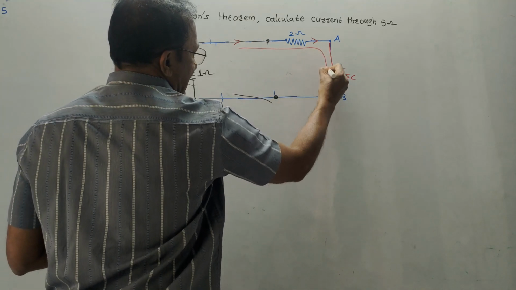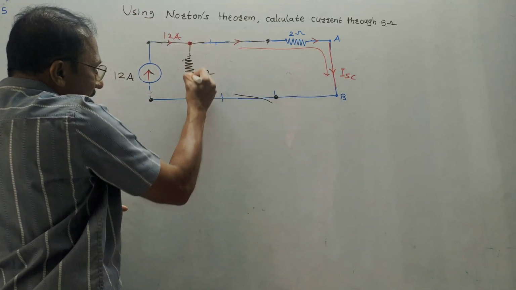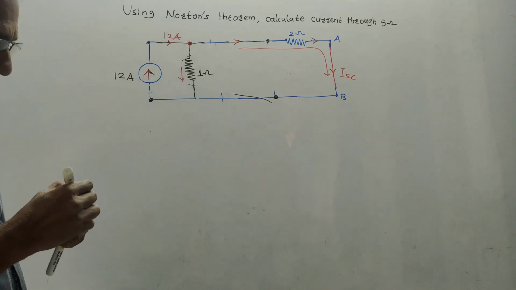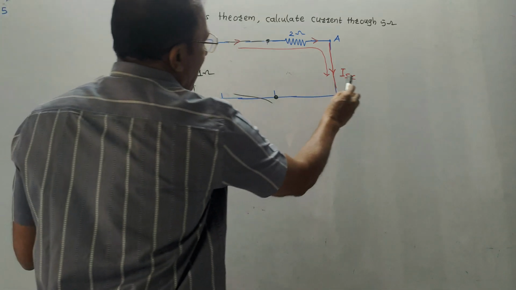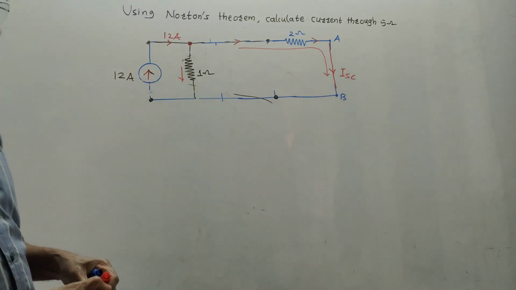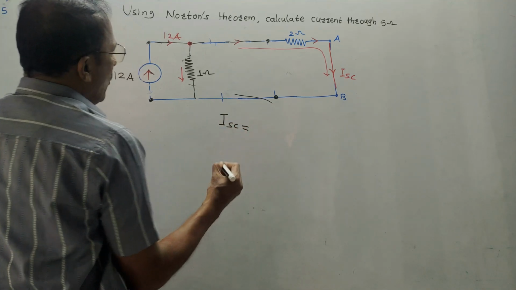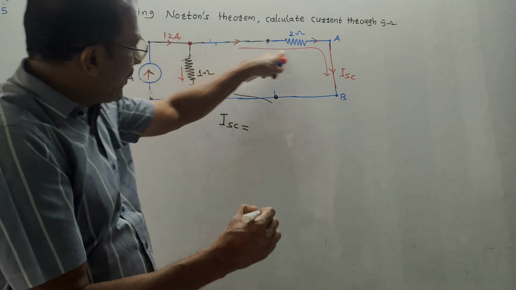So ISC is passing like this. Through the remaining branch, through this 1 ohm, some different current is flowing. What am I interested in? I am interested in calculating the value of ISC. Like the previous sum, we will be applying the direct current division formula. How to apply it? ISC, I need to calculate this current.